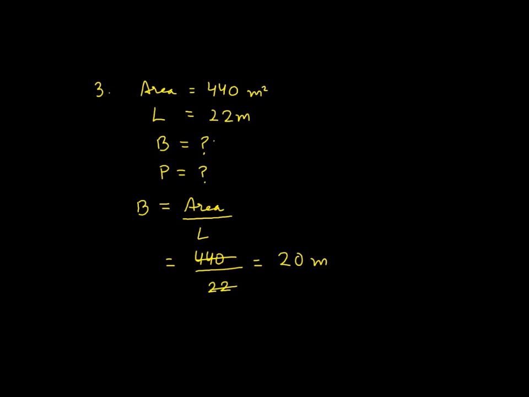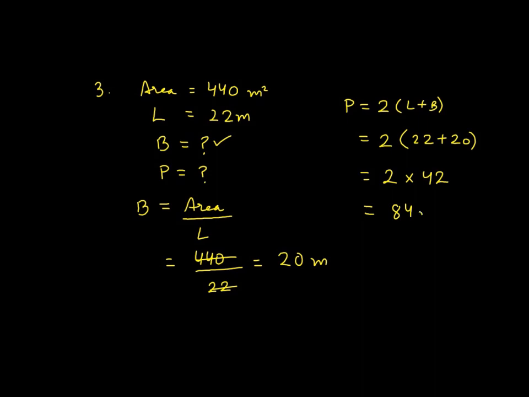Now we have found the value of the breadth. Next we have to find the value of perimeter. Perimeter of a rectangle is 2 times length plus breadth. So substitute the values of length, which was already given, and the breadth, which we have just found, to get the answer as 42 into 2, that is 84 meter. So 84 meter is the value of the perimeter of this rectangular plot.